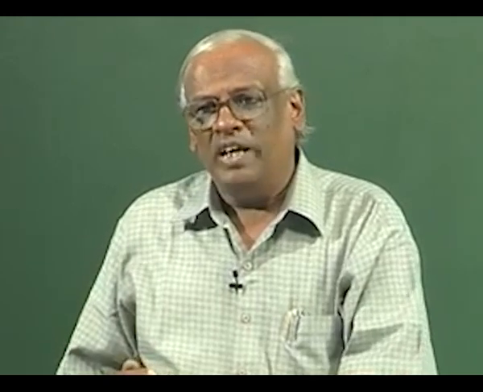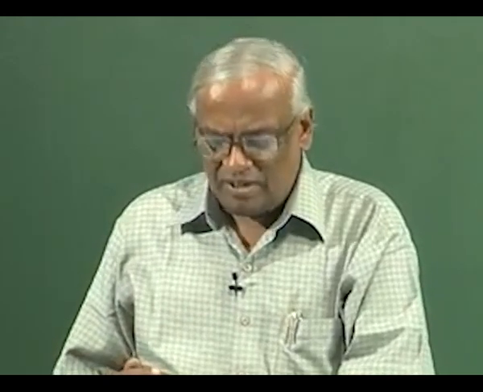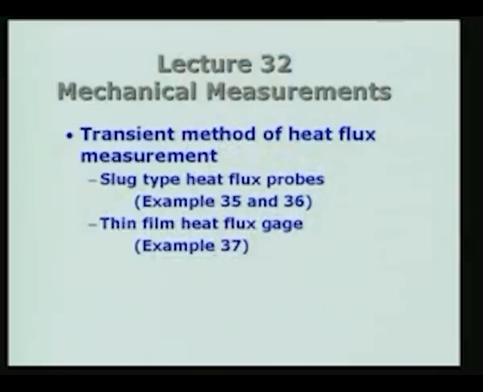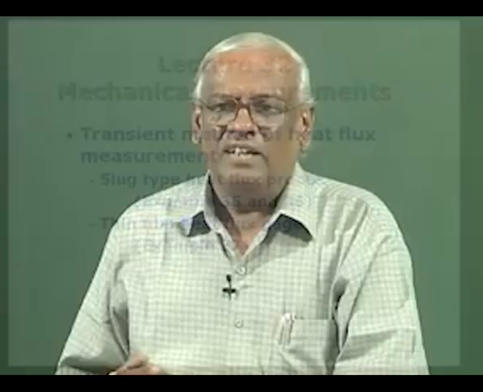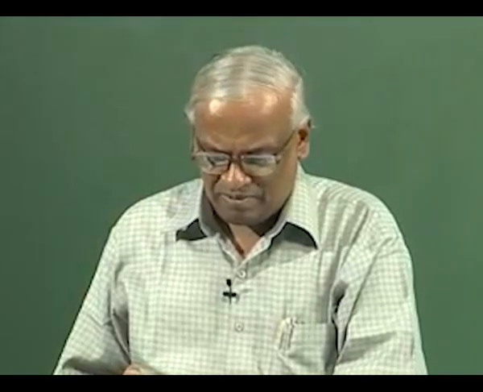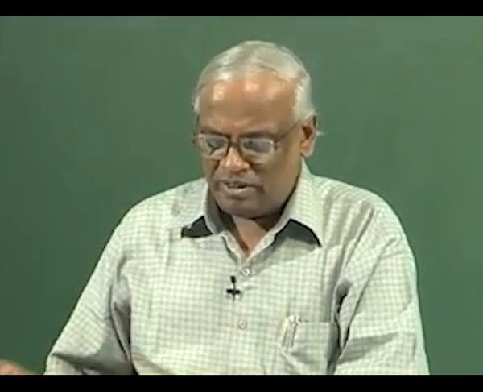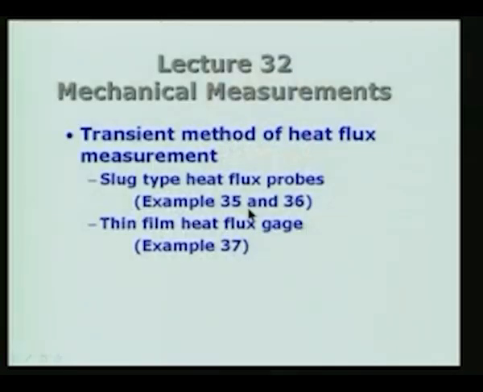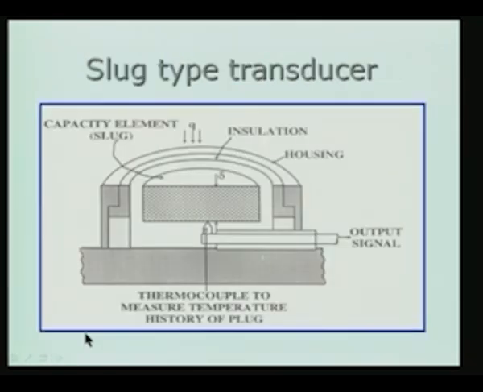So, what I am going to do today is to look at two types of transient methods, one which we call the slug type heat flux sensor, and the second one is the thin film heat flux gauge. This thin film comes up again and again, and of course the way we are going to use it here is to use it in the transient mode of operation. So, I will be taking one or two examples which are going to be giving some idea about the numbers which characterize some of these heat flux sensors. So, let us look at the slug type transducer.